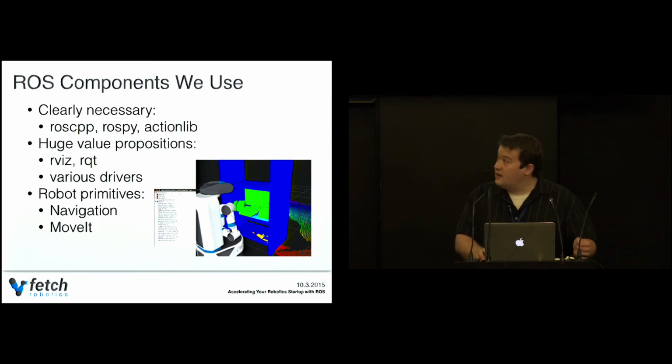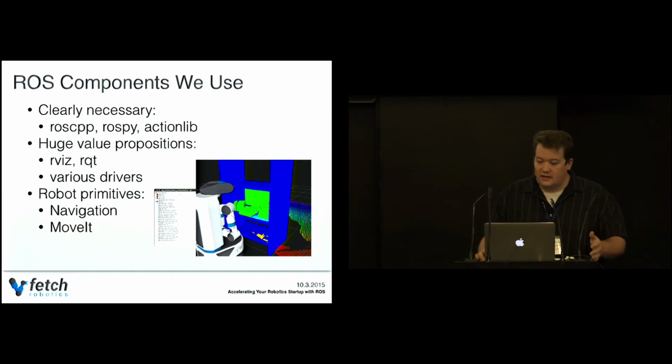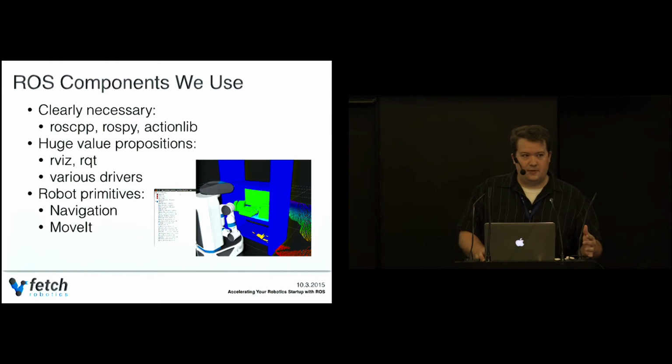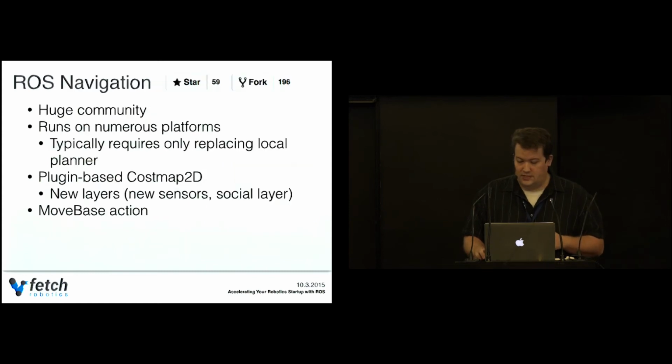And then there are things that I call robot primitives, navigation and MoveIt. These are sort of the beginnings of an application. They're not the whole thing, right? They're certainly not at a commercial level. And those are the ones I'm going to go into a little bit more detail with.